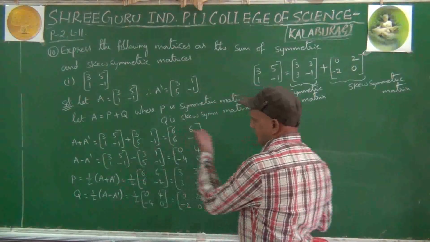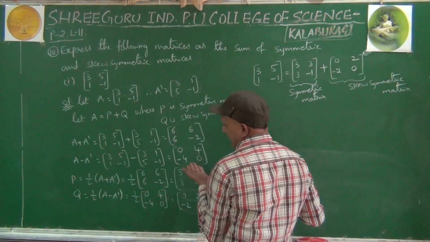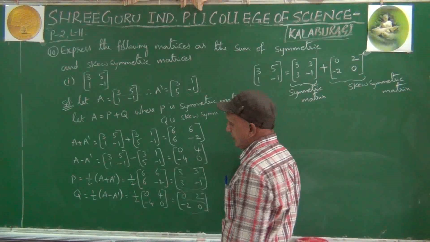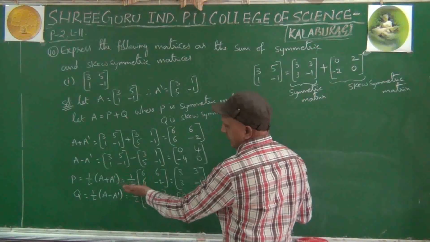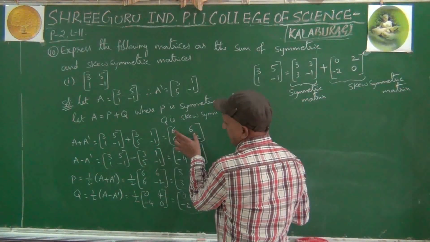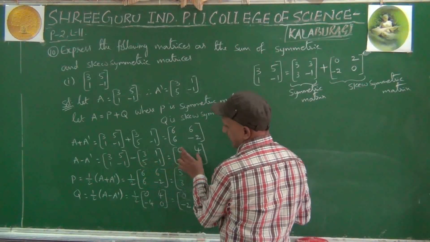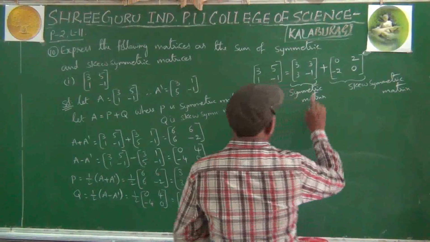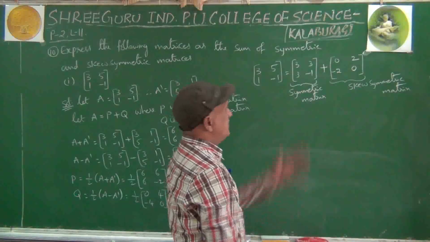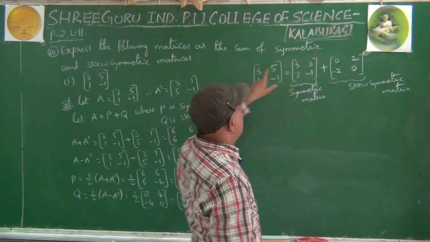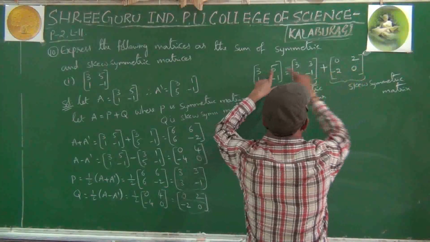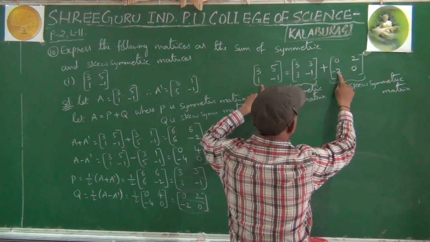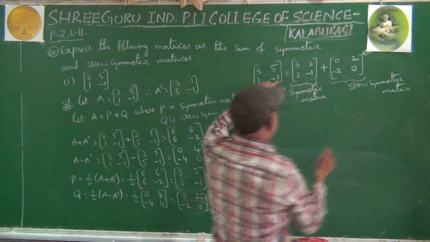A plus A dash simplification, A minus A dash simplification: addition and subtraction of two matrices, already you know. This one is just scalar multiplication. Whatever we got here, multiplied with 1 by 2. This is the answer. Sir, if you add these two matrices, do we really get this one? Yeah. 3 plus 0, 3. 3 plus 2, 5. 3 plus of minus 2 means 3 minus 2, 1. Minus 1 plus 0, minus 1. Yes.